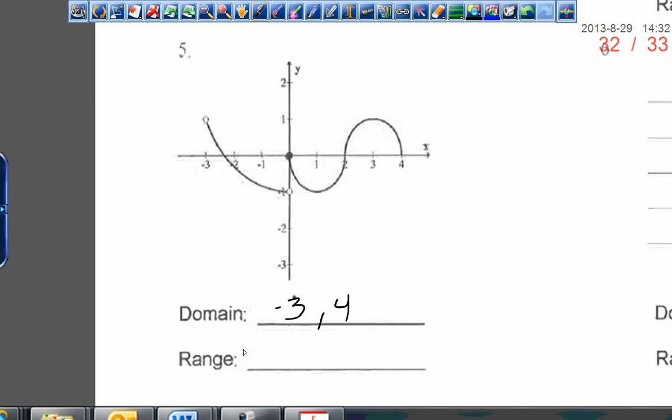One last thing, do I need parentheses, brackets? What am I doing here? I do parentheses here, bracket there. We use parentheses when we're dealing with open circles right there. We use brackets when we're dealing with filled-in circles, like here on 0, or anytime we have just nothing drawn, no open circle visible, we assume it's a closed circle. It's an arrow if it's an infinity sign.